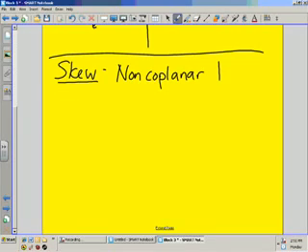non-coplanar lines. If they're non-coplanar, that means they can't touch in any way. So this is kind of a different way of drawing something in here, something more complex than we've seen so far.